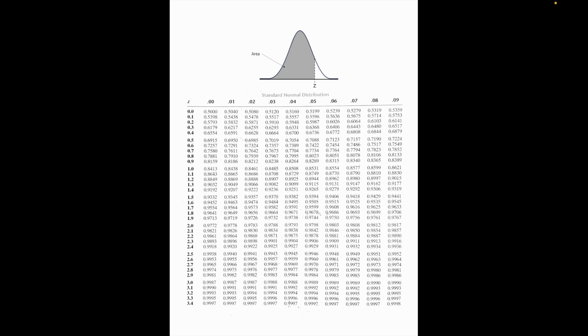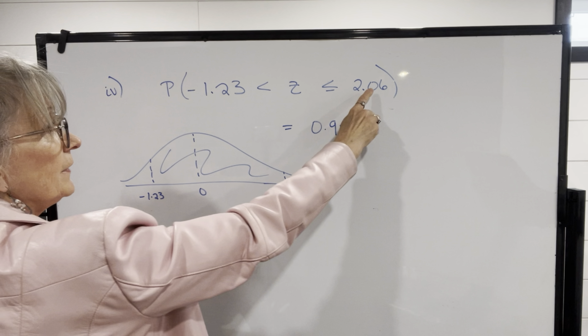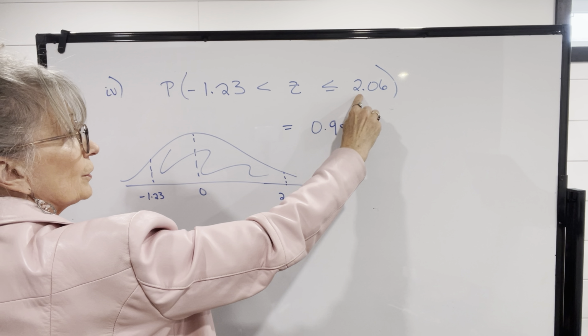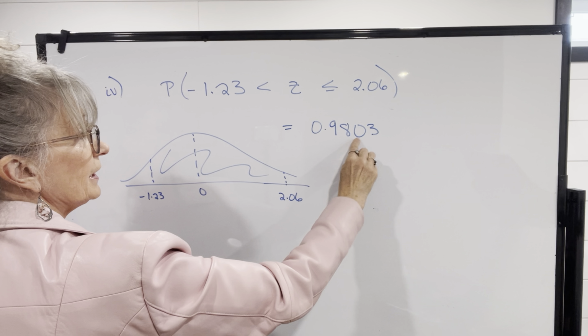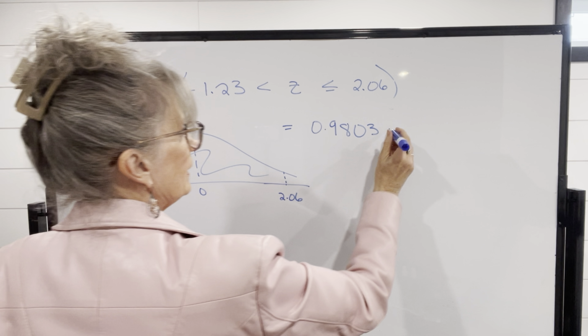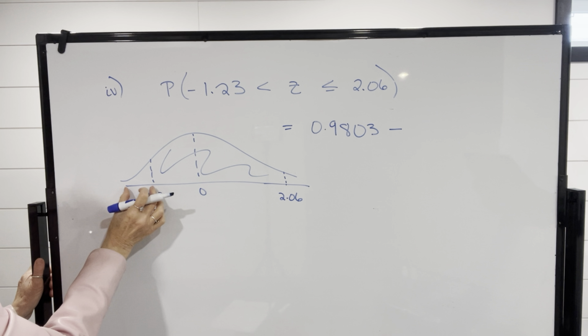Let's find the area under the normal curve with a z-score of 2.06. Let's find 2.0 first, then 0.06 column. The intersection is our area. The area corresponding to the z-score 2.06 is 0.9803. Let's subtract the area corresponding to this z-score.